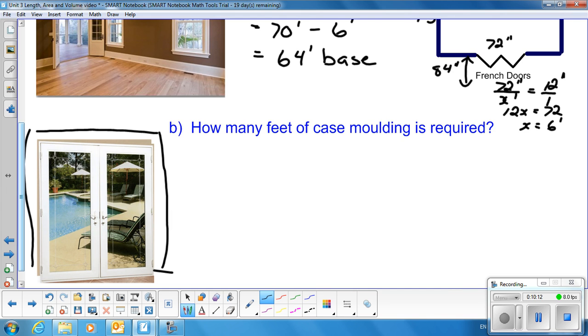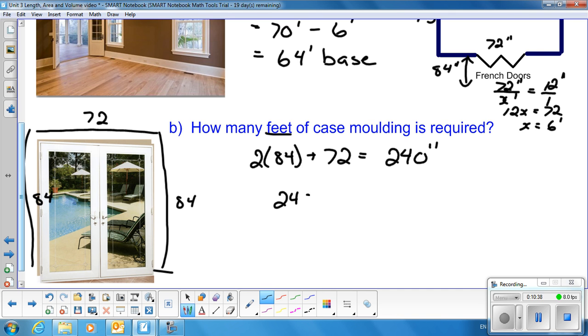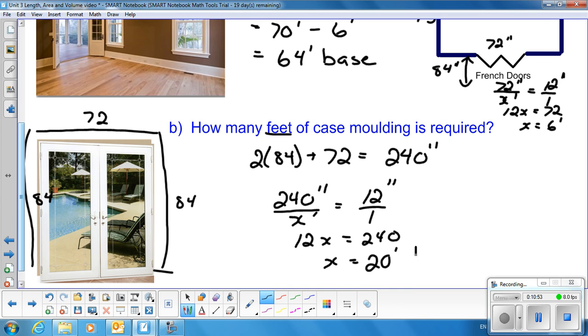So let's work in this one in inches. This height is 84 inches, and the other side will be 84 inches. Across the top is 72 inches. So the total length of molding that we need is 2 times 84 plus 72 to go along the top. So this is 240 inches. Changing that to feet, 240 inches, and I want to know how many feet that is. There are 12 inches in 1 foot. So we end up with 12x equals 240. So x is 20 feet of case molding.